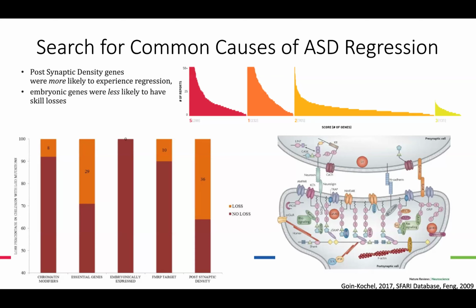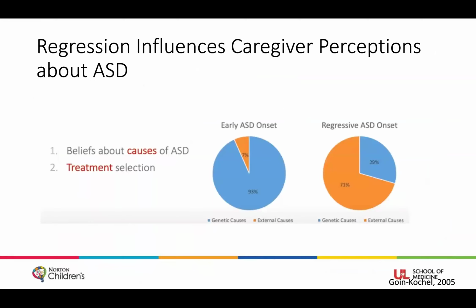And that is confirmed with SHANK3, right? And Phelan-McDermid syndrome, the classic gene to use to assess autism. That's a postsynaptic density gene, and it is a classic example of regression. They have one of the more violent types of regression where it really is startling to see. So I hope that we can understand that.